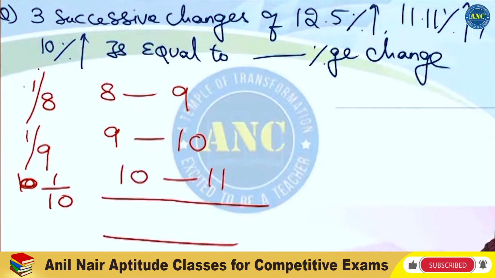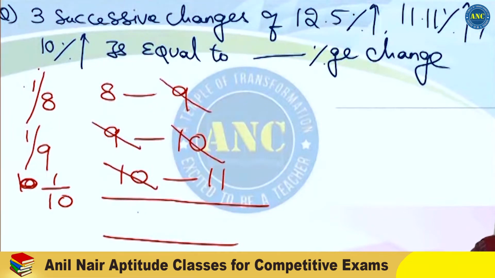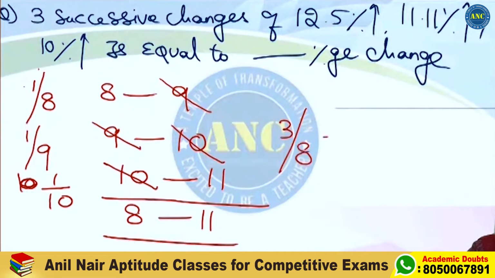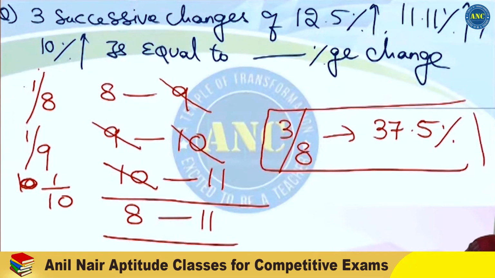So all are one after the other. I did it. 10 and 10 cancel. 9 and 9 cancel. 8 becomes 11. There is an increase of 3 on 8. Answer is nothing but 37.5%.